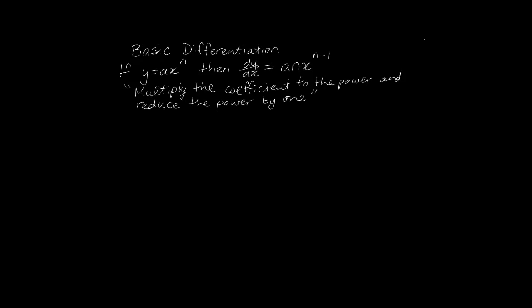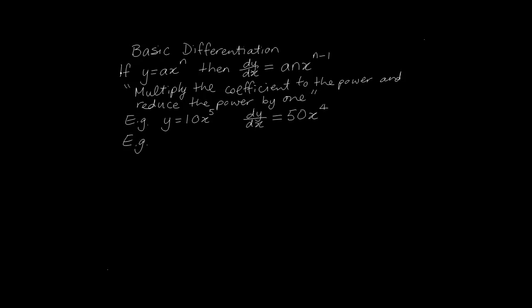So let's have a look at some examples. Suppose I have y equals 10 times x to the power 5. To find the gradient function then, dy dx, or the derivative, I will multiply the 10 and the 5, giving me 50, and then reduce the power by 1, so I have x to the power of 4.